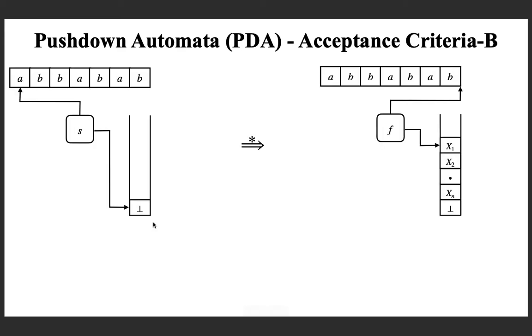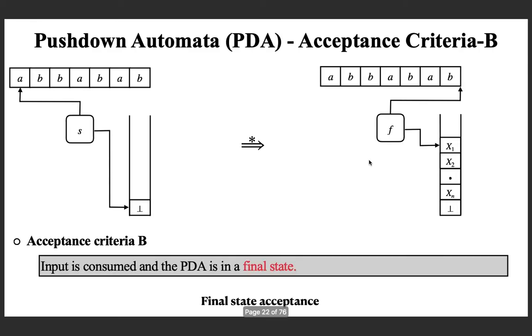Then acceptance criterion B. So this is the same initial configuration, and the final is this. In this case, when you finish reading your input, just like in the case of a finite state automaton, based on whether you are in a final state or not, you are accepting. If you are in a final state, you accept, otherwise you reject. In this case, we are not caring about the content of the stack when the machine finishes reading the input. So this is the second criterion.